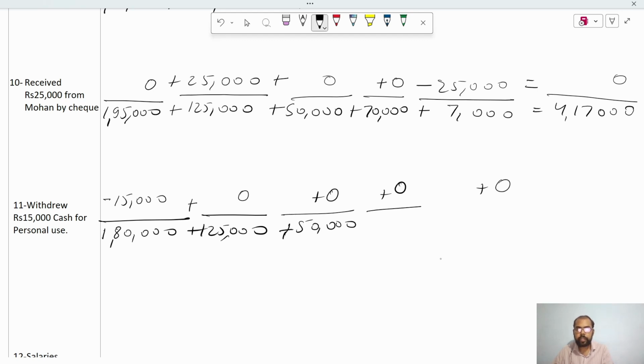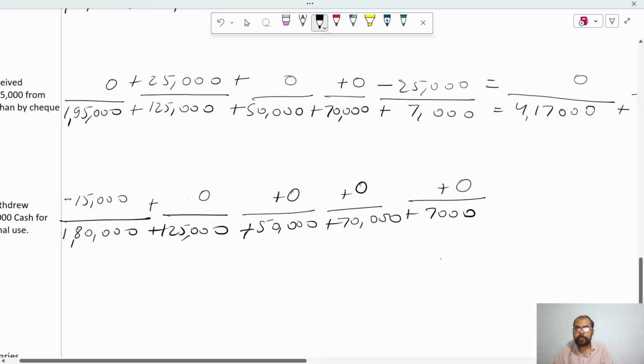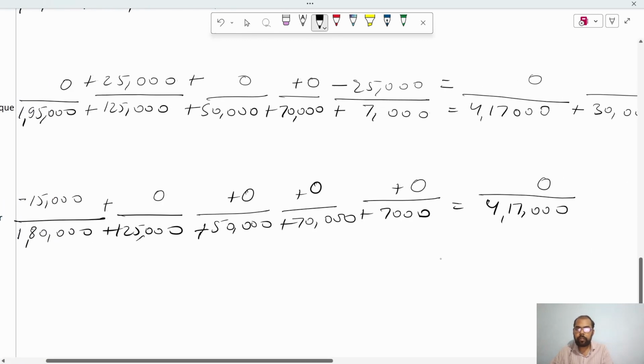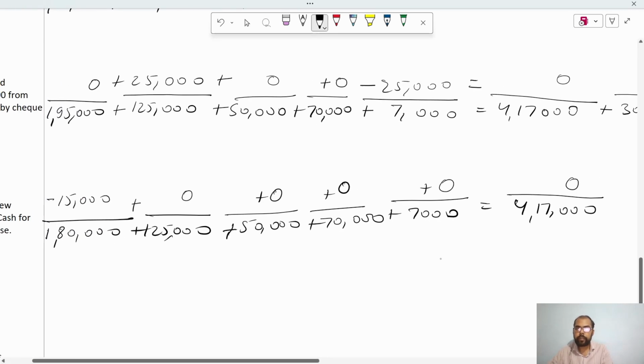50,000 for furniture, 70,000 for stock, 7,000 for debtors. No change in case of capital. It will remain 4,17,000. No. Capital will change. Why capital will change? Because drawings reduces the capital. So it will become 4,02,000.